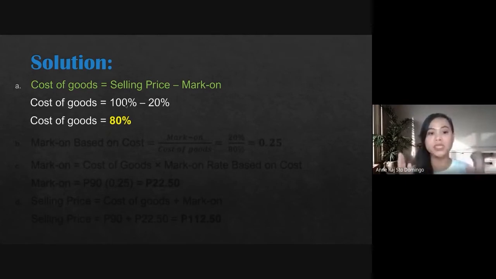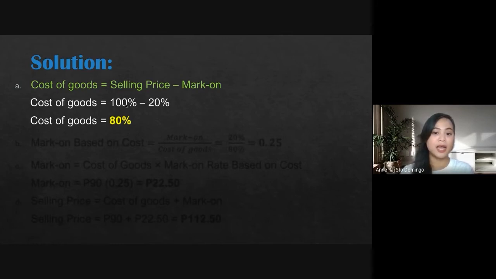So, ima-minus natin siya sa mark-on para makuha natin kung magkano yung goods. So, since meron tayong 20% na mark-on na ina-add para makuha yung selling price, so the cost of goods here is 80%. Now, we have the value for the cost of goods, which is 80%. Pero di ba ang hinahanap natin selling price? So, ano pa yung isa nating given? May given pa tayo, di ba?